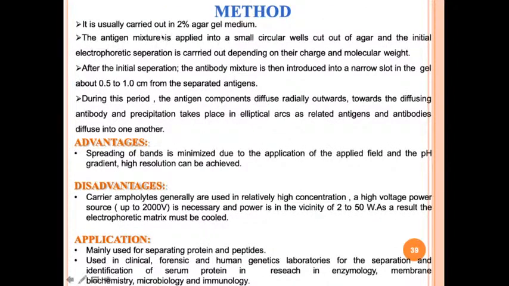This is done mostly with 2% agar gel, with the antigen mixture applied to the small circular wells of the agar. Initial electrophoretic separation is carried out depending upon the charge and molecular weight. After the initial separation, the antibody mixture is introduced into a narrow slot about 0.5 to 1.0 centimeter from the separated antigens. During this period, the antigen components diffuse readily outwards towards the diffusing antibody, and precipitation takes place in elliptical arcs as related antigens and antibody diffuse into one another.